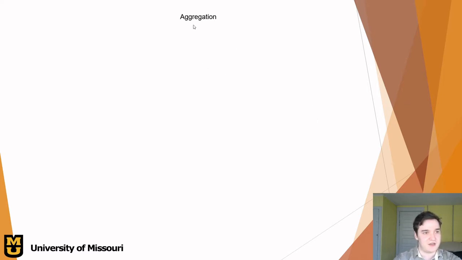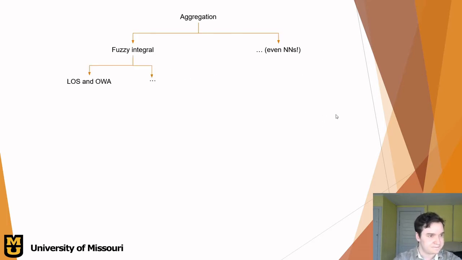So we have this task of aggregation where we are trying to take disparate sources of information, maybe those are sensors or algorithms or experts, and we would like to combine their evidence into a single source that is somehow more reliable than any of the sources by themselves. And there are many ways to formulate this problem, of course. We're going to be taking a look at fuzzy integrals specifically, but you could do something like a neural net or something a bit more complicated.